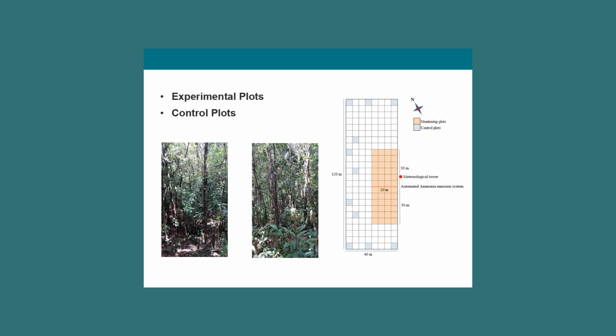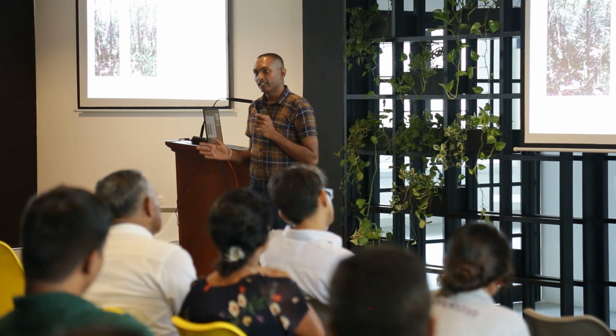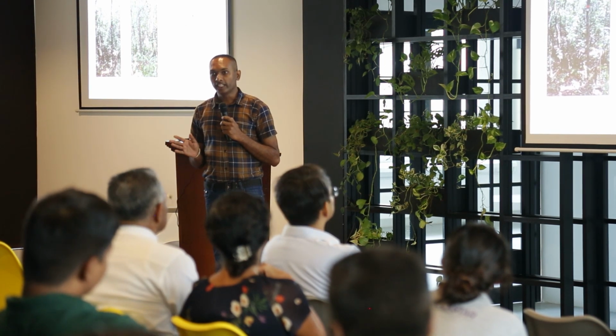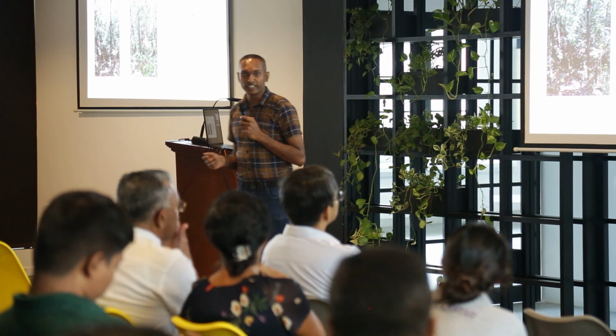At the middle of the main sampling plot, we have established a meteorological tower and the ammonia enhancement system. Ajinkya has explained the meteorological tower, and we also have an ammonia enhancement system at the middle of the sampling plot. The system is 20 meters in length, and it emits ammonia to the environment. It is a bidirectional emission, and the emission is related to the wind speed and wind direction.